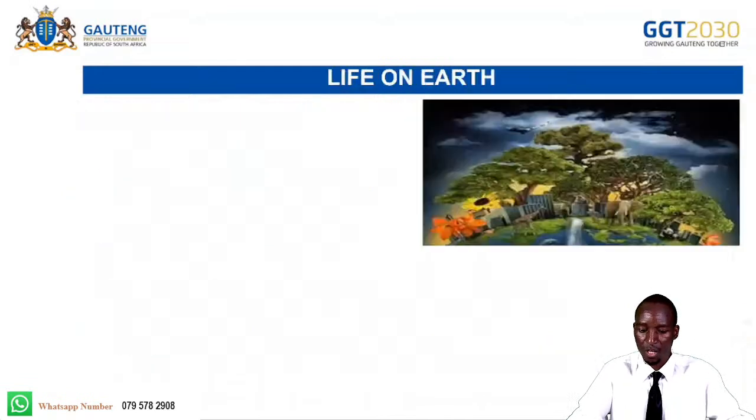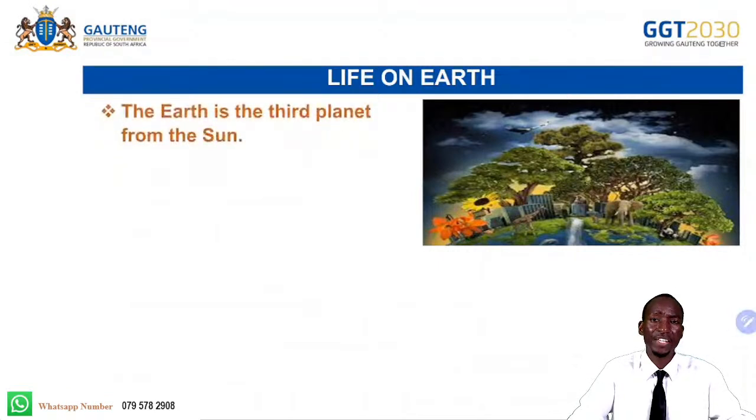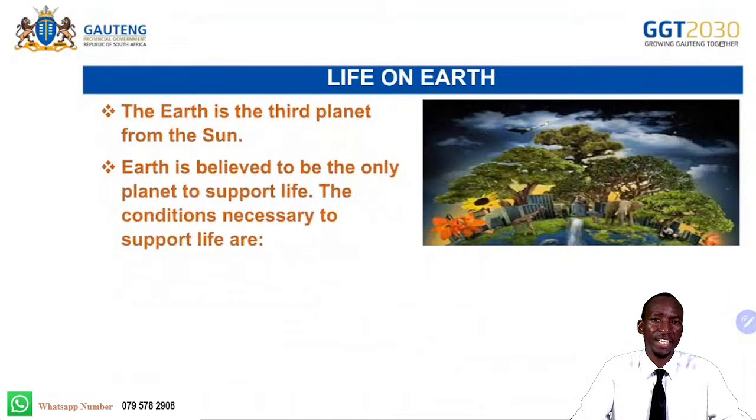Let's move on. As we look at our planet Earth in detail, life on Earth, and how life is supported on Earth. The Earth is the third planet that is found closest to the sun. Remember, the first planet closest to the sun is Mercury, followed by Venus, then planet Earth comes third. Planet Earth is believed to be the only planet that is able to support life.